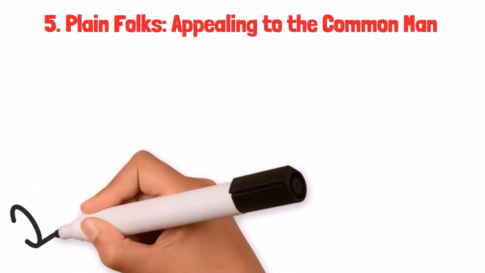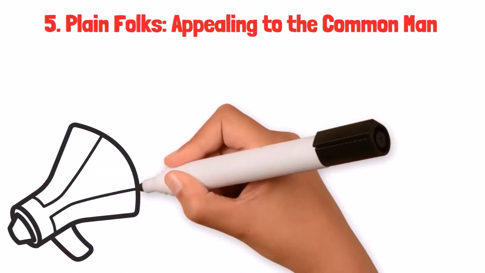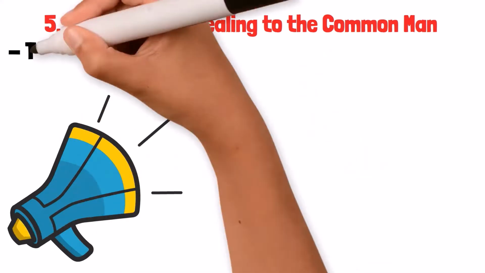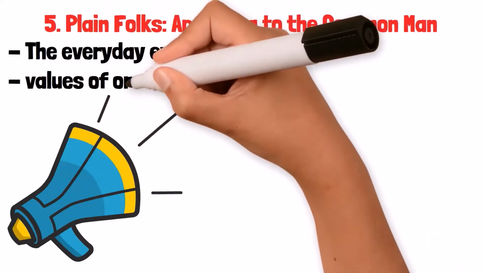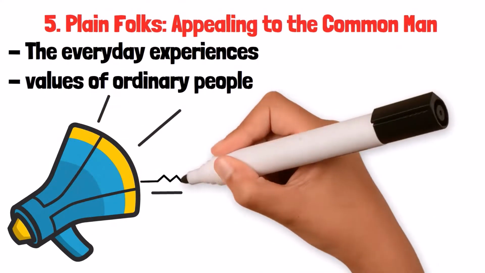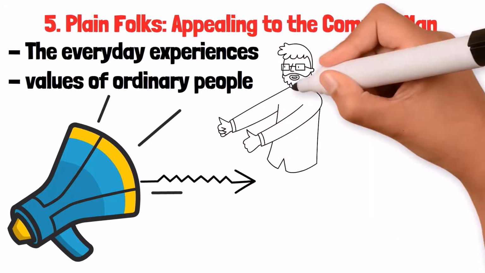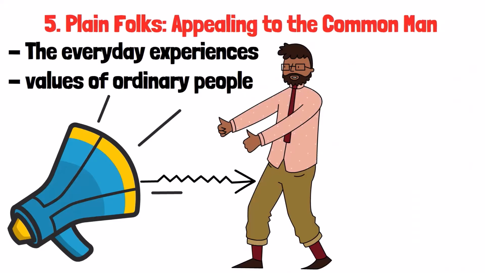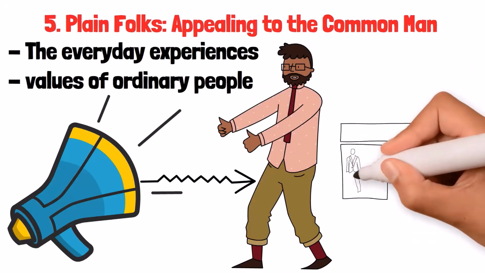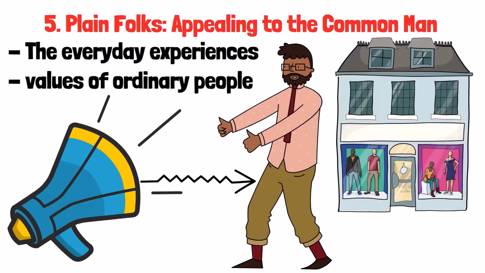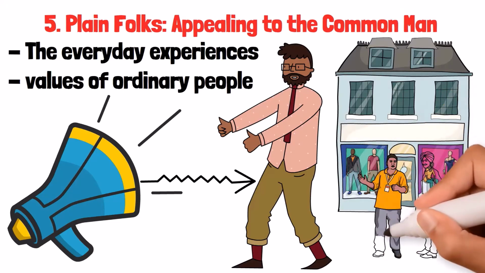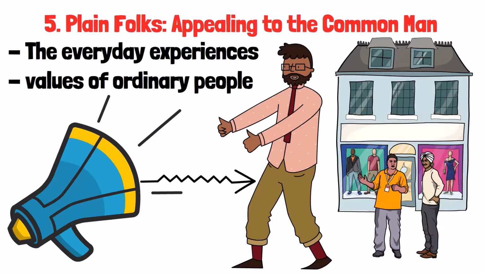The plain folks technique is used to convince the audience that the speaker or the message is aligned with the everyday experiences and values of ordinary people. This technique creates an impression of humility and relatability, making the speaker seem trustworthy and credible. For example, a politician might emphasize their humble origins or show themselves engaging in everyday activities like shopping at a local market to appeal to voters as one of them.